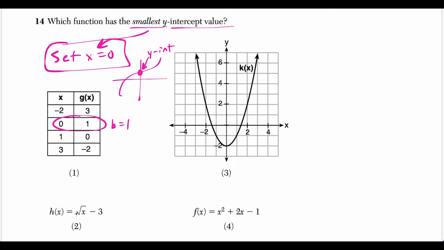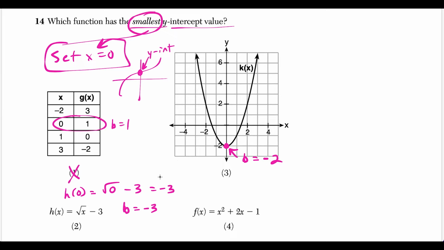And now when we go to choice 2, to find this y-intercept, we would let x equal 0. And when we plug in 0 for x, we're going to have the square root of 0 minus 3. And when we do 0 minus 3, this is negative 3. So our y-intercept is negative 3, which is less than positive 1. So this eliminates choice 1 because we want the smallest y-intercept. Now for choice 3, the y-intercept occurs when the graph crosses the y-axis, and this happens at b equals minus 2.